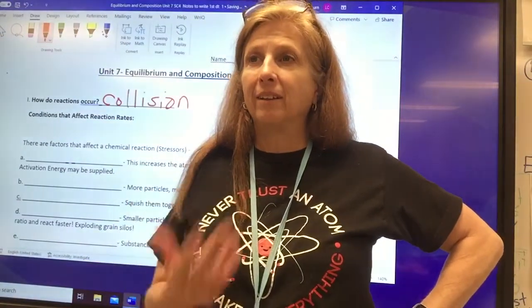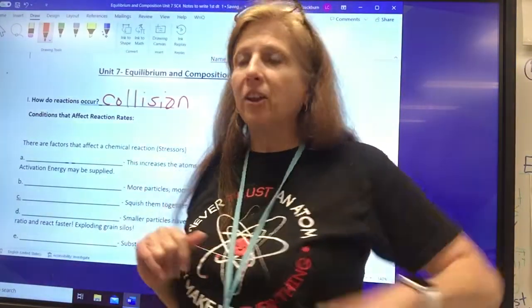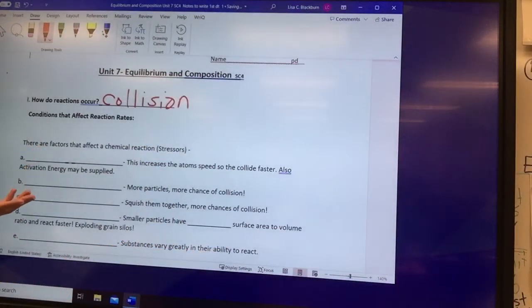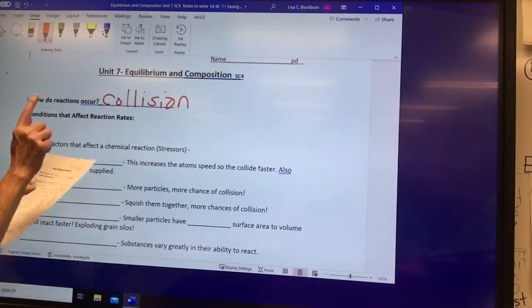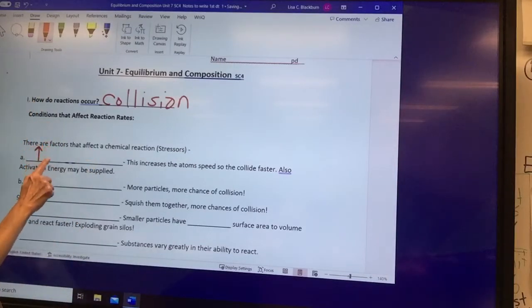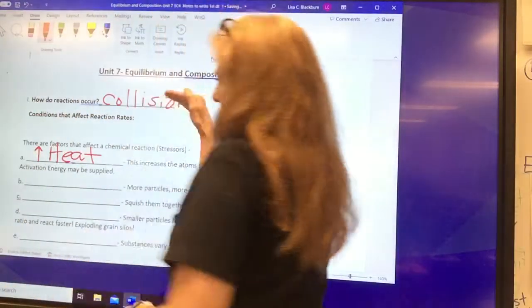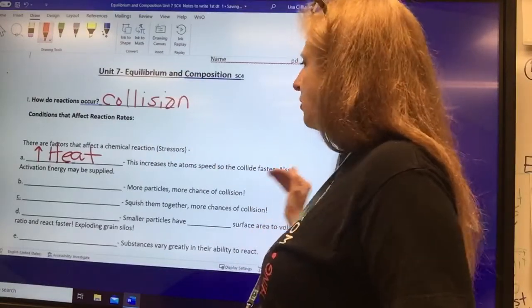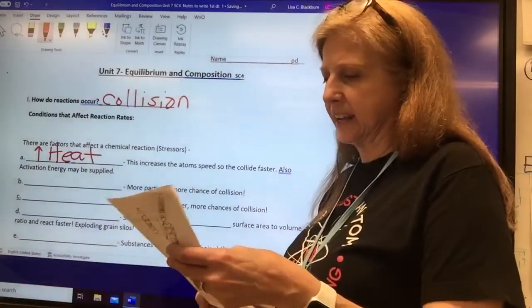Add a catalyst. You could add a catalyst, but that's not probably what you do. What do you normally do? You just turn it up, right? You add heat. So one of the things that we can do to affect a chemical reaction, these are called stressors, is we can increase the heat. Now, when you think about it with collision theory, this increases the atom's speed so they collide faster. Also, the activation energy may be supplied, and we're going to talk about what that is in a second.